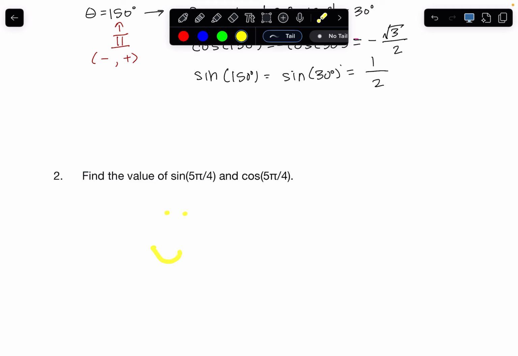Reference angles first, and then the values for sine and cosine. Reference angle first.